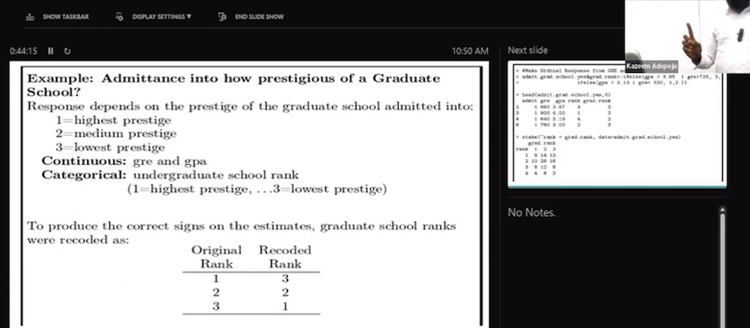But let me tell you something now. To produce the correct sign on the estimate, you know what we want to do? We need a graduate school rank. The original rank was 1, 2, 3, the rank of your undergraduate school, where 1 is the highest prestige. But when you talk about the graduate school rank, it is 3, 2, 1 instead of 1, 2, 3. So 3 is going to be a graduate institution with the highest prestige. 2 will be the one that follows, and 1 will be the lowest prestige. We're talking about graduate school now.